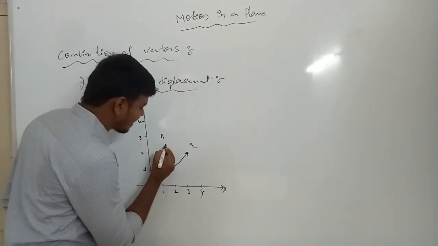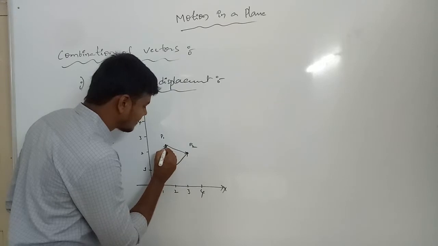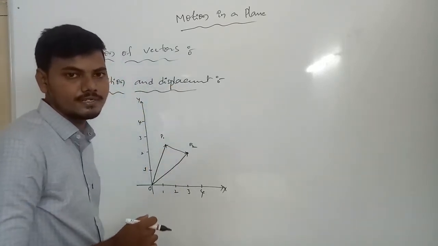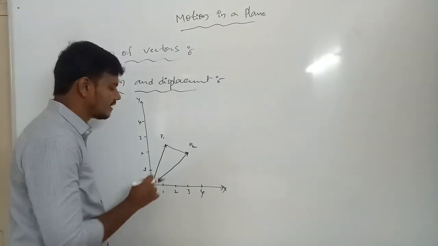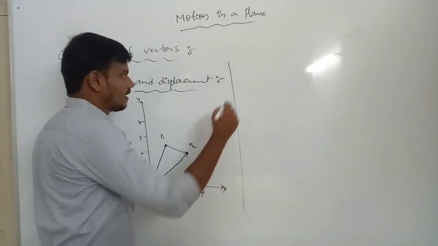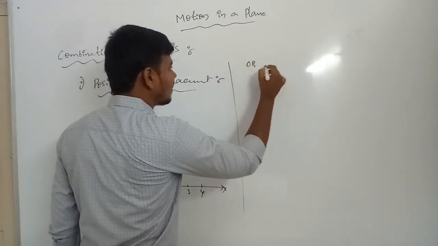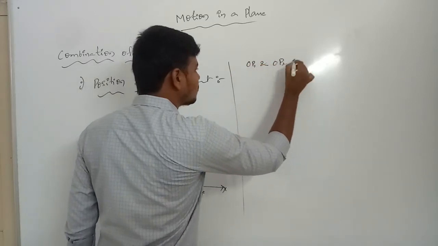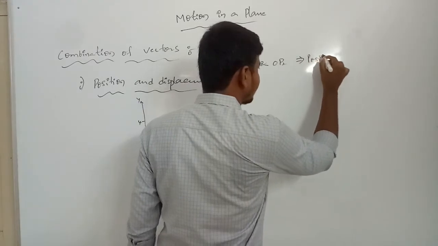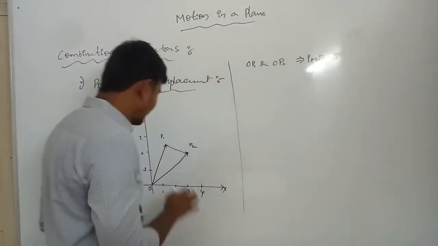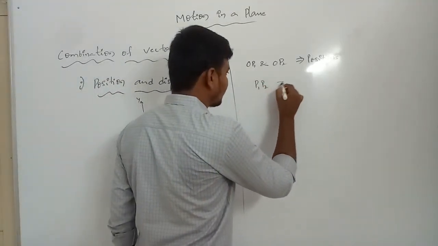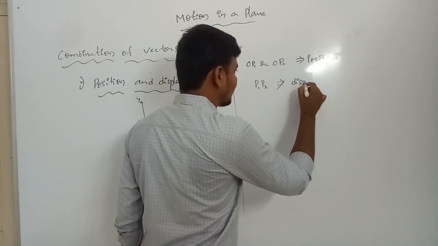Joining these points with a line is known as displacement: the shortest distance between any two positions, here from P1 to P2. OP1 and OP2 are positions. P1 to P2 is the displacement, the distance between P1 and P2.